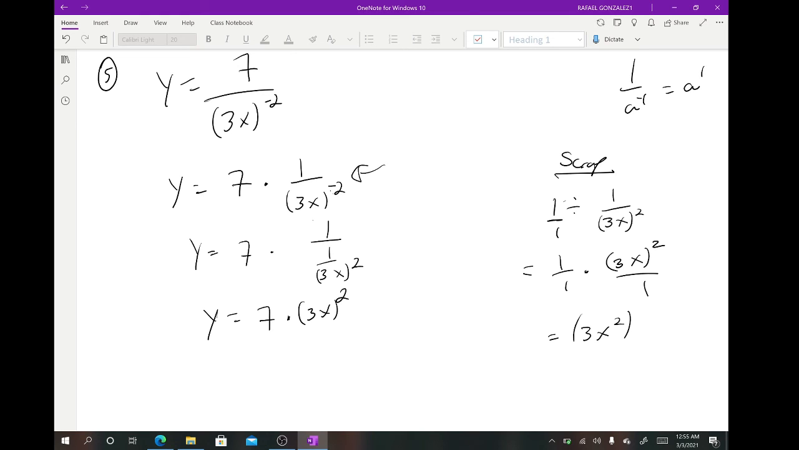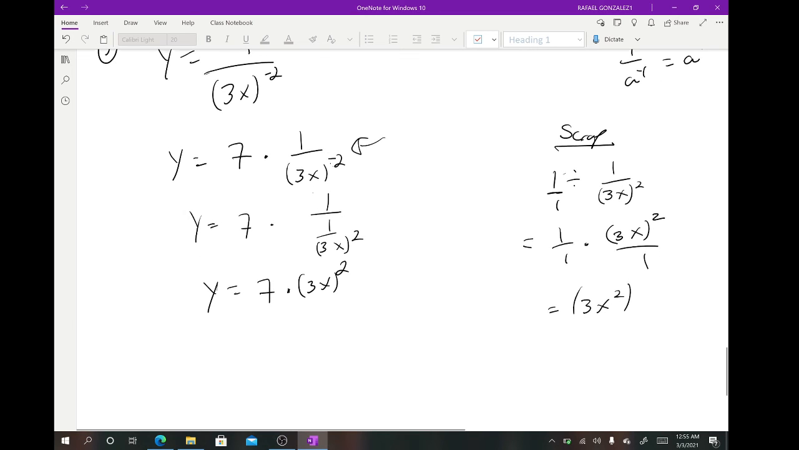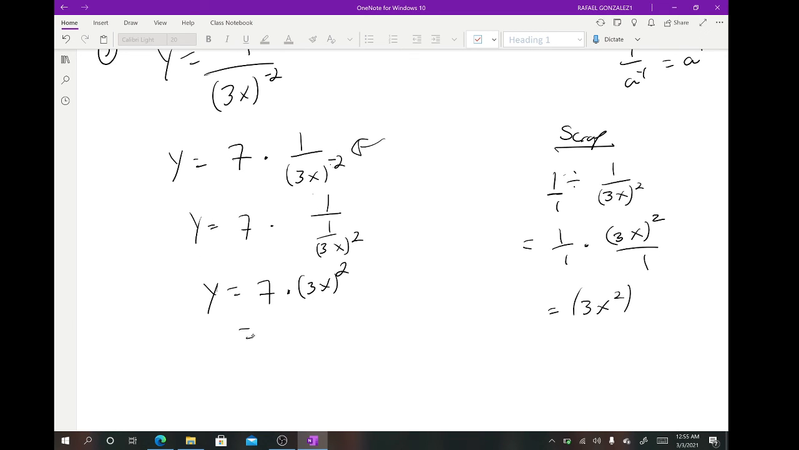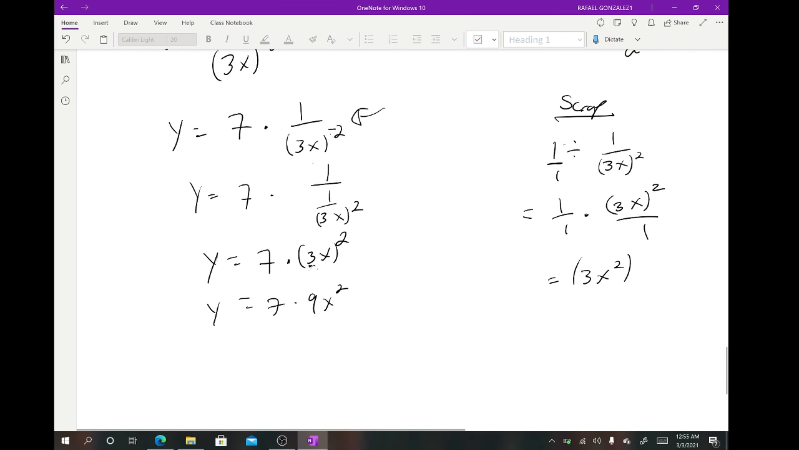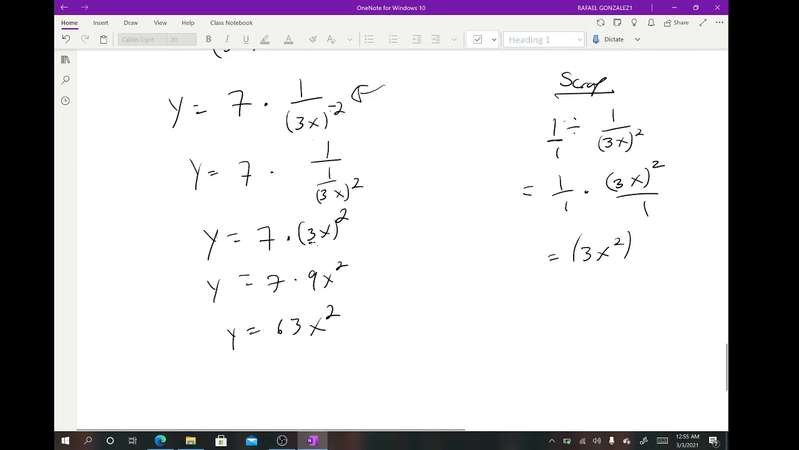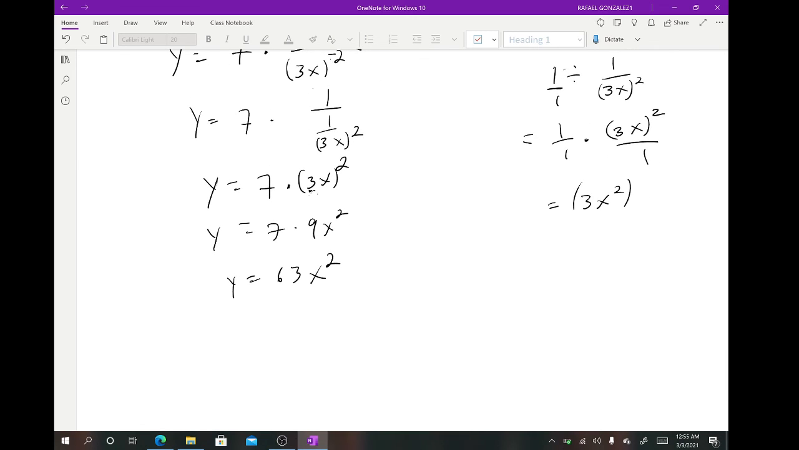Now that we have rewritten it, well, what can we do? We could actually now take the derivative if we wanted to. So this is, no, not to take the derivative yet. I'll first expand this. So this is going to be 3 squared is 9. So we have 9x squared, and then 7 times 9, I believe that's 63. So this is 63x squared, and now we could take the derivative with respect to x. So I'll do it.